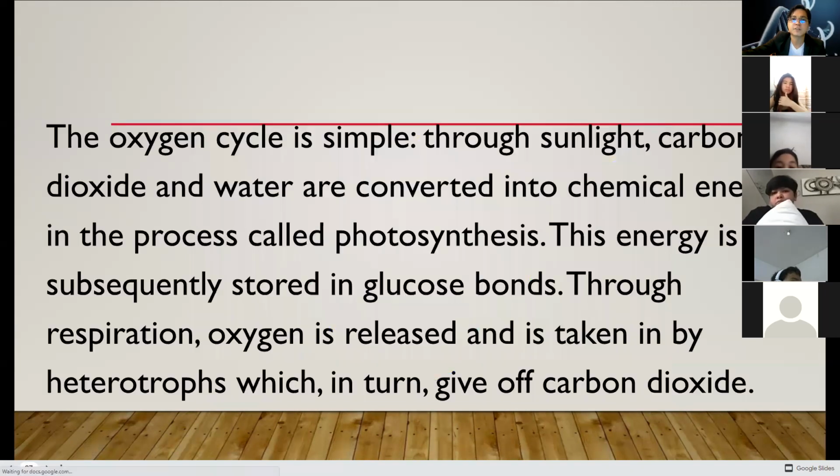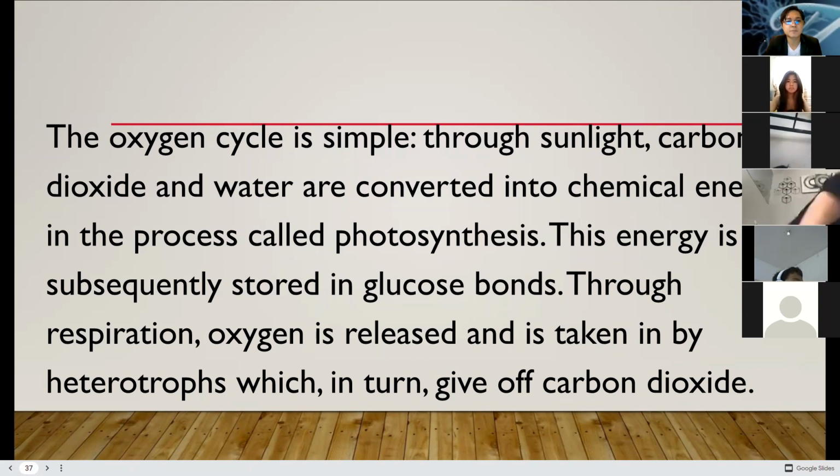The oxygen cycle is simple. Through sunlight, carbon dioxide and water are converted into chemical energy in the process called photosynthesis. This is the food-making process of plants. At the same time, it has a byproduct, which is oxygen. This energy is subsequently stored in glucose. So, what is glucose then? It is a simple sugar.